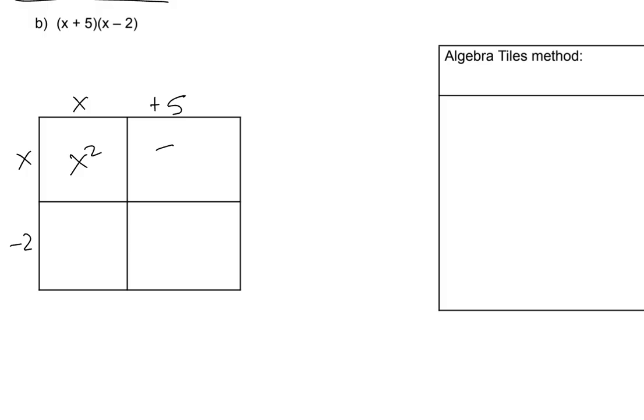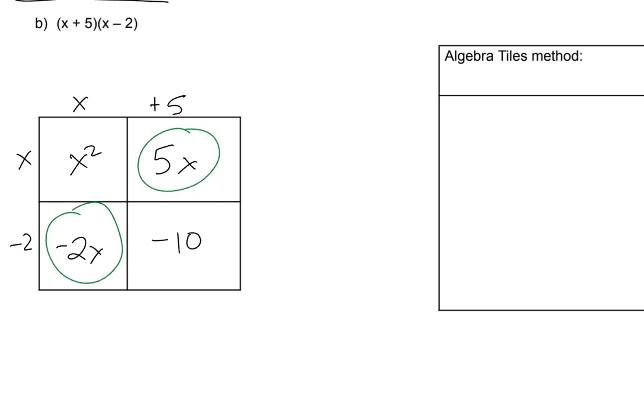X times 5 is 5x. X times negative 2 is negative 2x. Negative 2 times 5 is negative 10. And now I'm just going to collect like terms because this and this are my like terms. So I have x squared, 5 minus 2x is going to be plus 3x, and then negative 10.